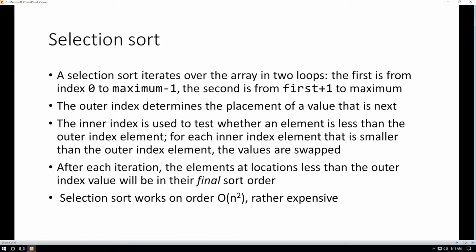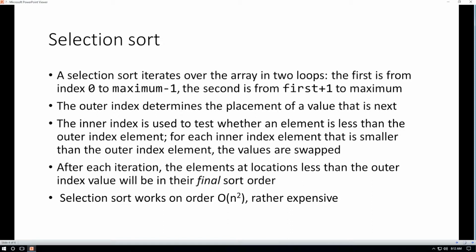Two different sorts on order big O n squared. First, the selection sort. The idea of the selection sort is to find an element's place and put it in it first time. What we're going to do is start to look for the smallest element in the list of numbers. We're assuming an array. Find the smallest element and put it at index 0.